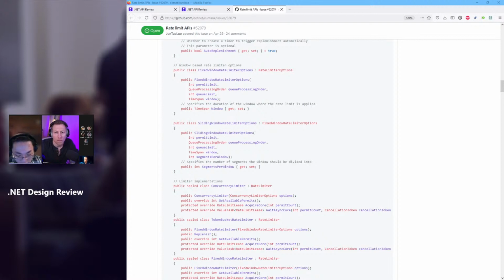On the implementation side, essentially you track the beginning of the window as well as the count that you have seen in this window. And once the beginning of the window rolls over to the next window, you reset the count.